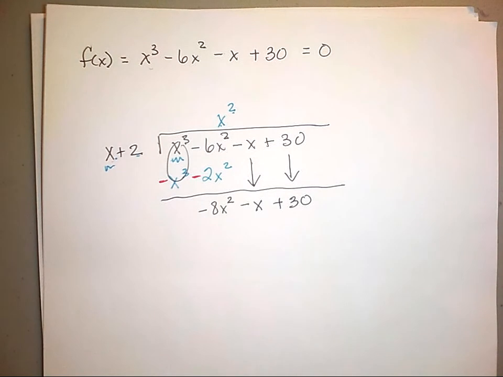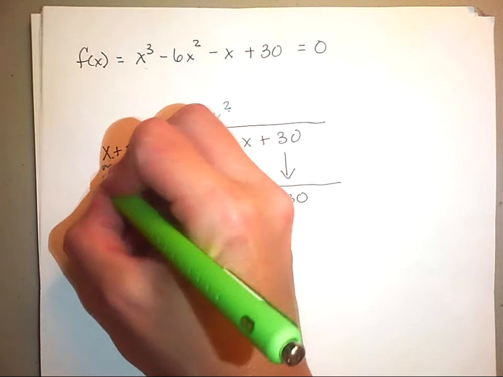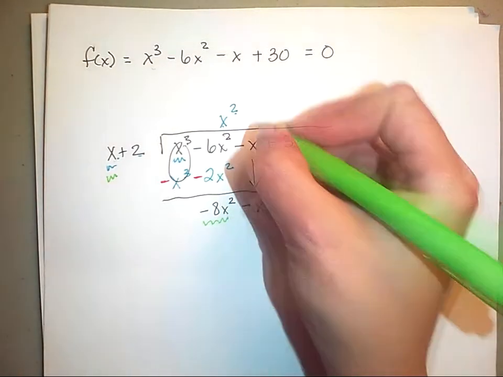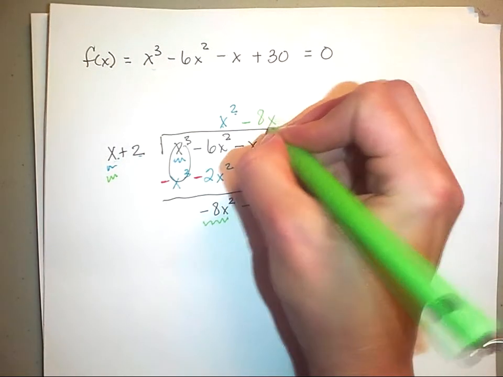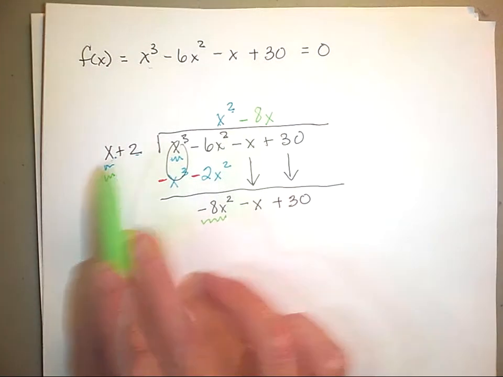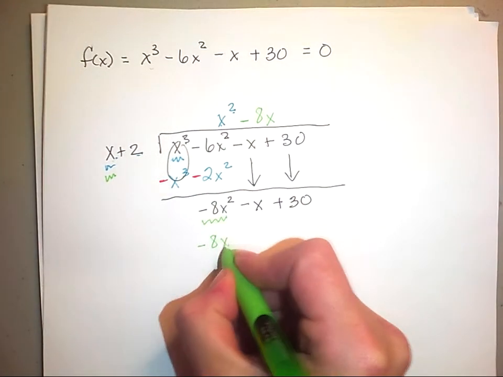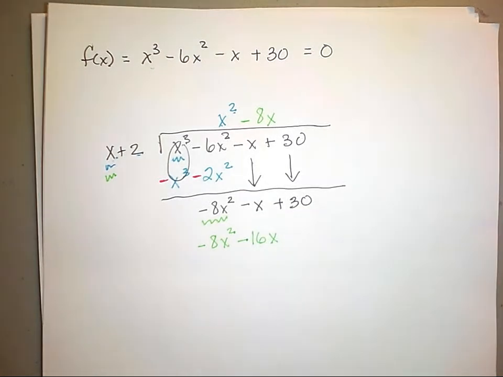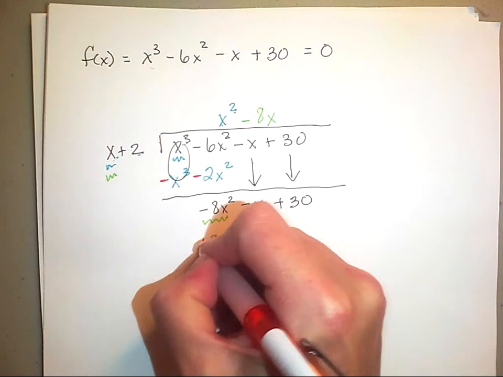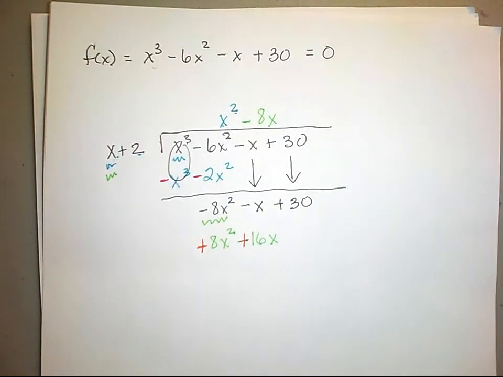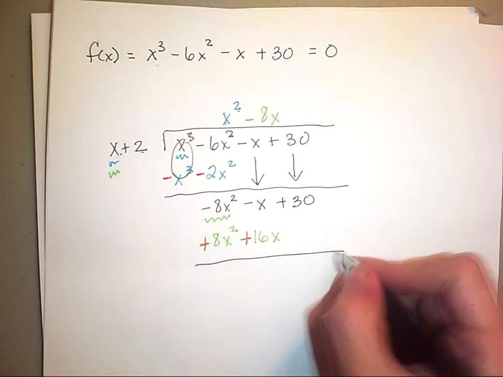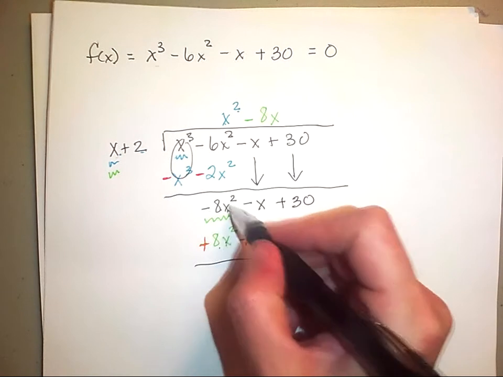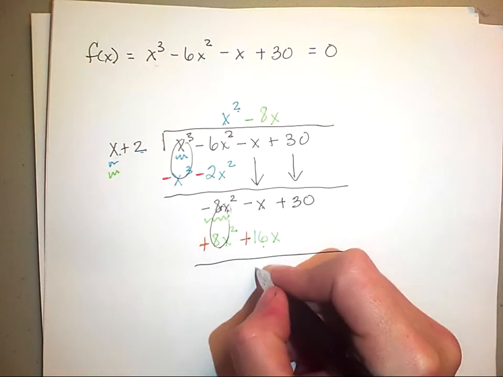Now, we'll look at how many times x goes into negative 8x squared. Well, that's negative 8x times. Now this times this is negative 8x squared, minus 8 is 16x. But we're subtracting, so we'll change the signs. Negative 8 plus 8 is 0, minus 1 plus 16 is 15x. And we bring down the 30.